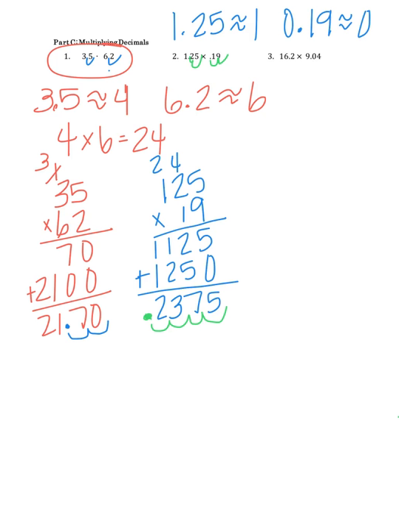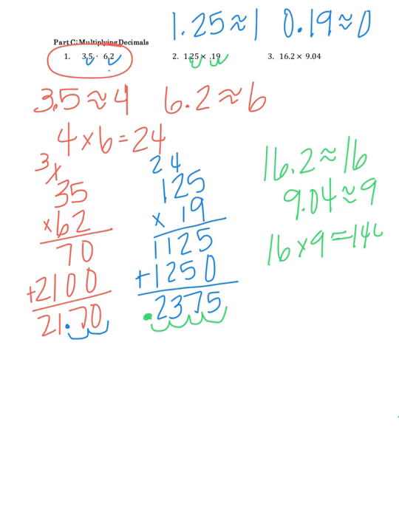For this one, I'm going to estimate over here to the side in green. 16 and 2/10 is about equal to 16, whereas 9 and 4/100 is about equal to the whole number 9. When we multiply 16 times 9, we get 144. So we know that our product of 16 and 2/10 and 9 and 4/100 is about equal to 144.